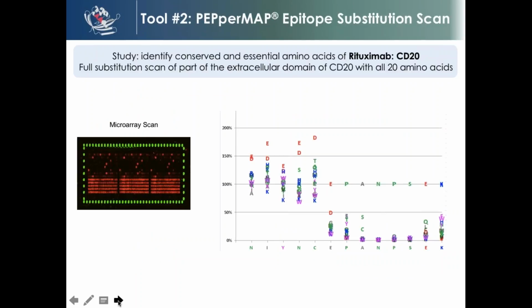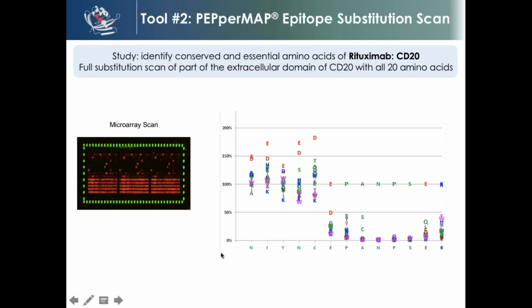Okay, so now onto tool number 2. This is our PEPperMap epitope substitution scan. I thought I would just use the same case study of rituximab and CD20 to illustrate how it works. We wanted to get a closer view of the essential and conserved amino acids in the epitope of rituximab and CD20. So we did a full substitution scan of part of the extracellular domain of CD20.